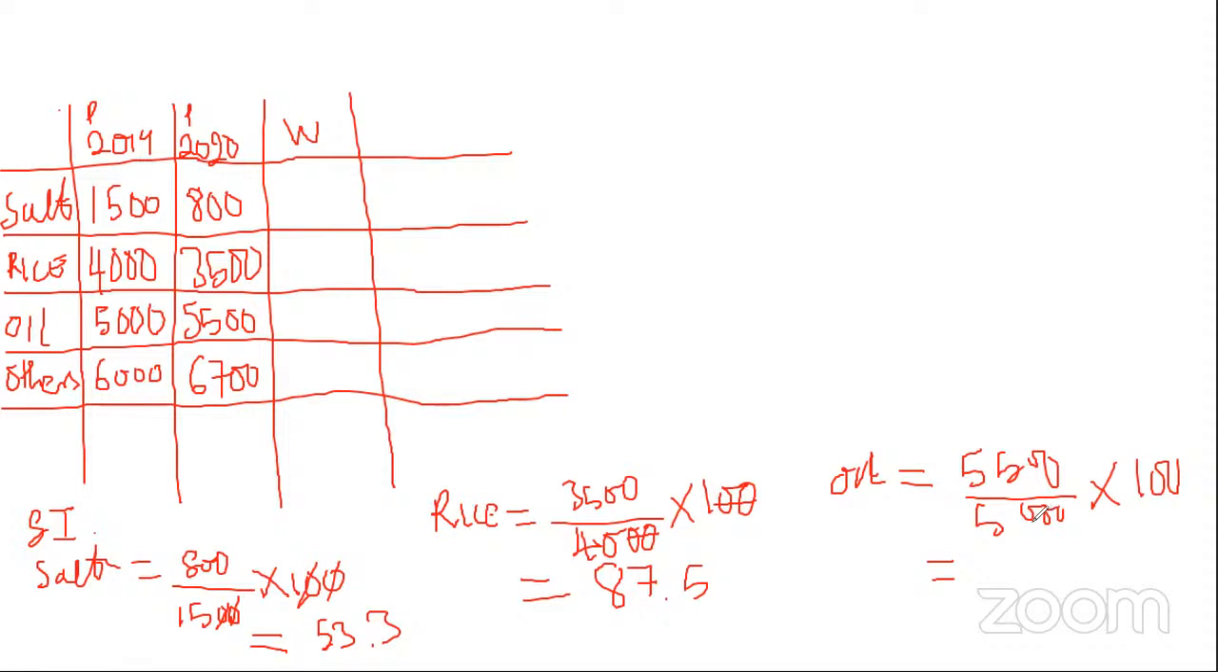Okay, let us first remove the two zeros. 5,500 divided by 50 is 110. Then lastly, we calculate for others.